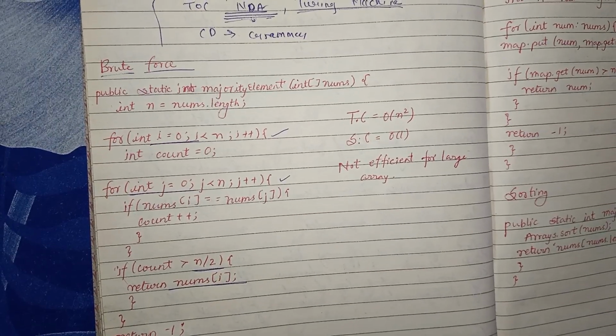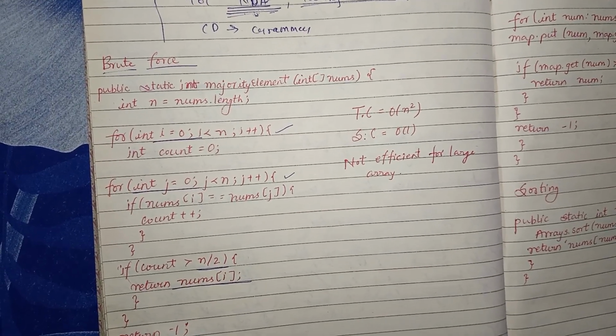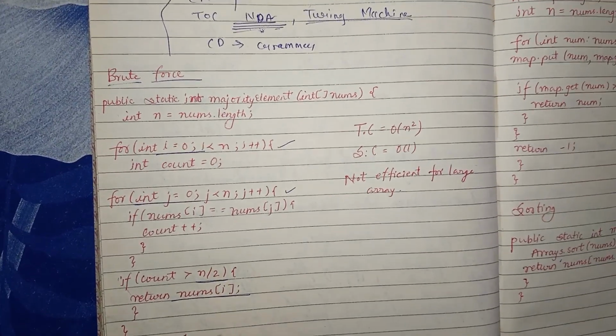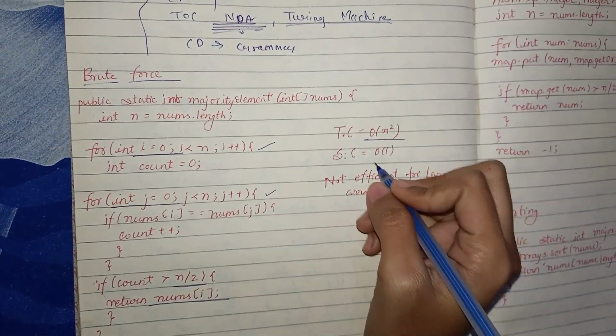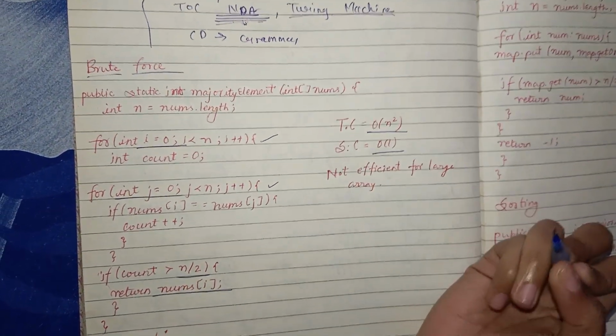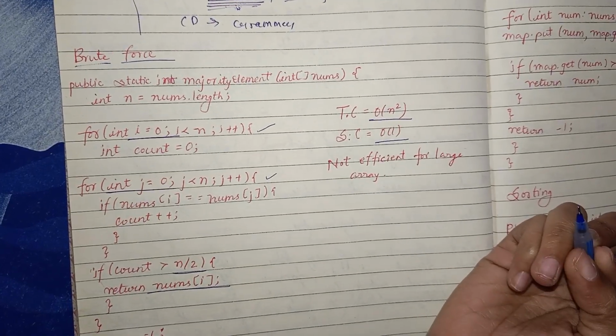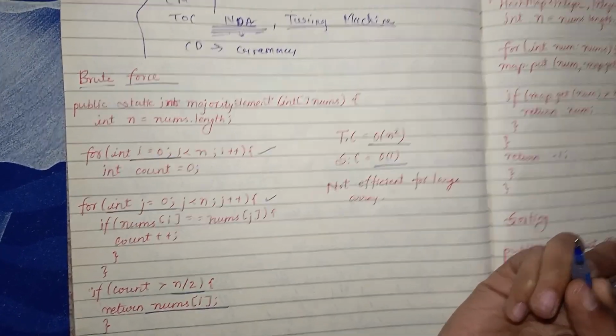That's why this is not an optimized solution. Because of the nested loops, the time complexity becomes O of n square, and space complexity becomes O of n. That's why this code is not efficient for large arrays.